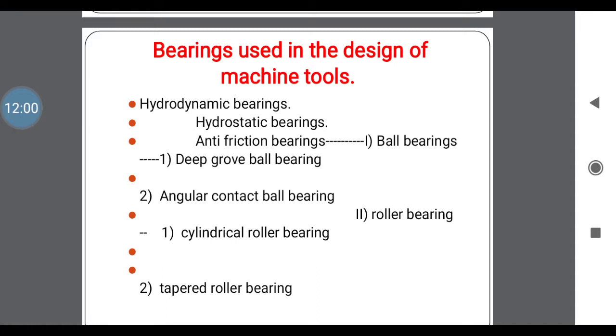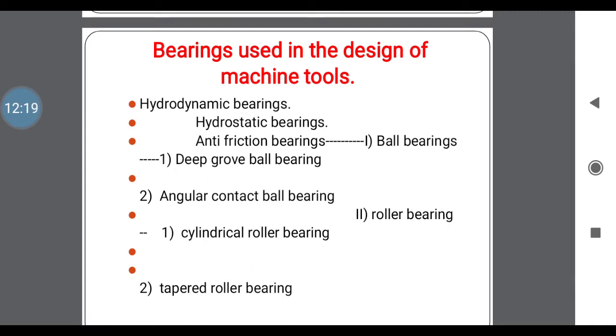First one is the hydrodynamic bearings, and in that, hydrostatics. Here hydrodynamic and hydrostatic are the same, only the lubricant is different. In hydrodynamic we are using an oil lubricant, that is a liquid lubricant. In hydrostatic we are using a solid as a lubricant. The construction and working is the same.